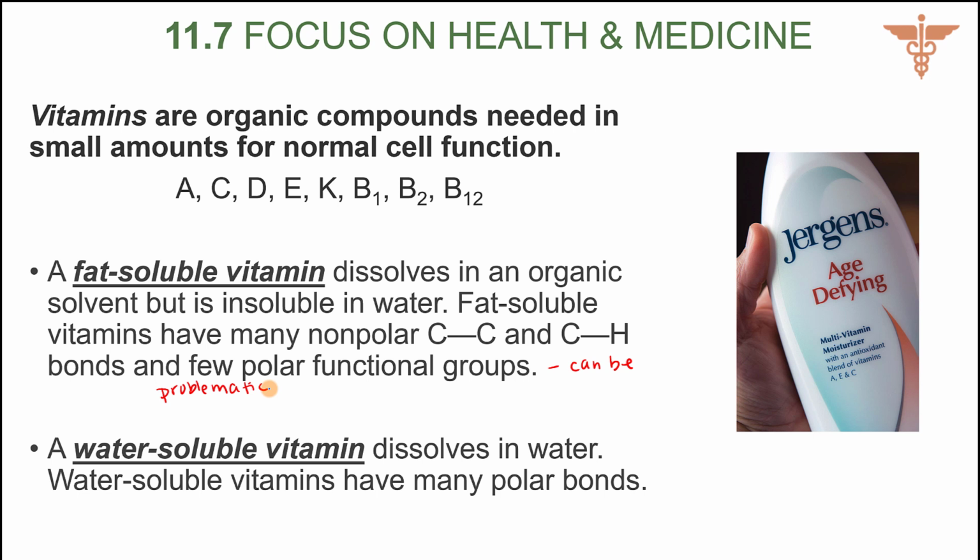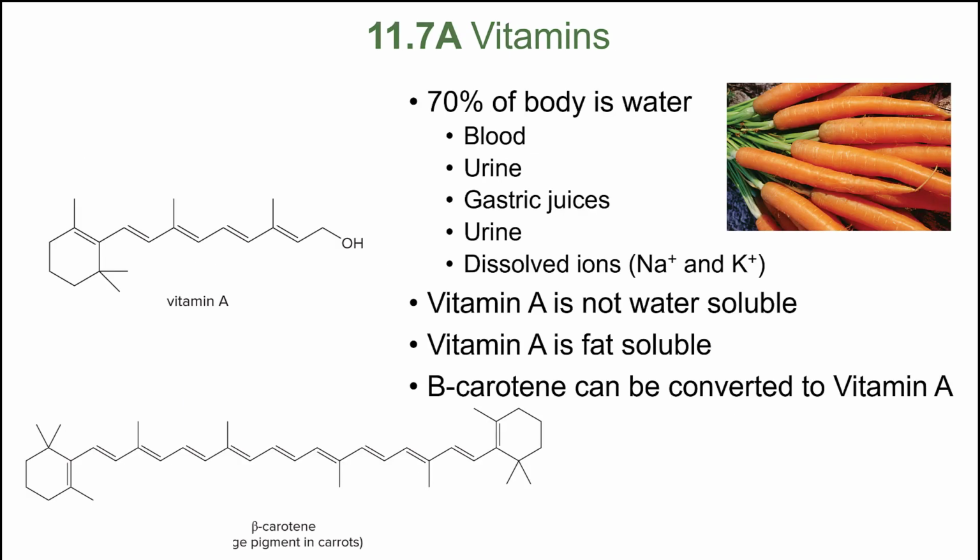Water-soluble vitamins such as vitamin C will dissolve in water, and these have a lot of polar bonds, and if you have an excess of those, they can be excreted. Your body is 70% water, which is why water-soluble vitamins can be excreted. The liquid is made up of blood, urine, different gastric juices, and these can dissolve ions, so different sodium and potassium.